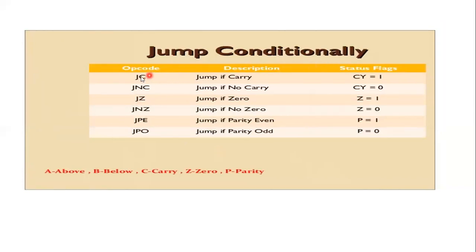So jump conditionally. Opcode JC is jump if carry, that is, carry flag is 1. JNC, jump if no carry, so if the carry is 0. JZ, jump if zero, so the Z flag is set to 1 here. JNZ, jump if not zero, so the zero flag is 0. JPE, jump if parity even. So parity bit. JPO, jump if parity odd.